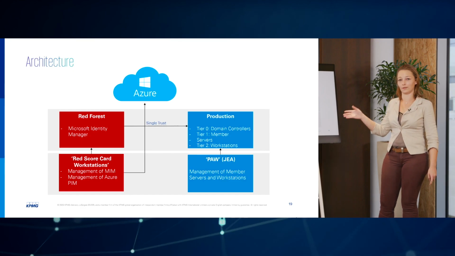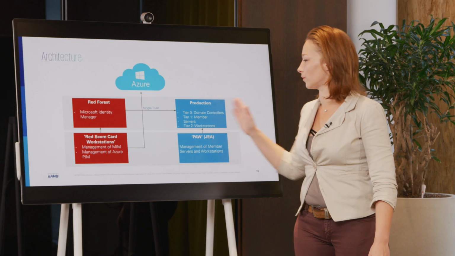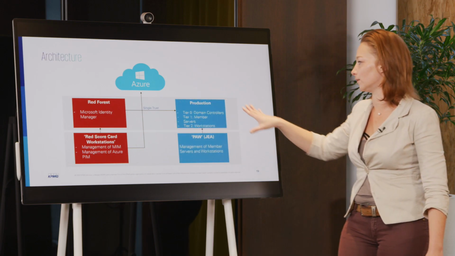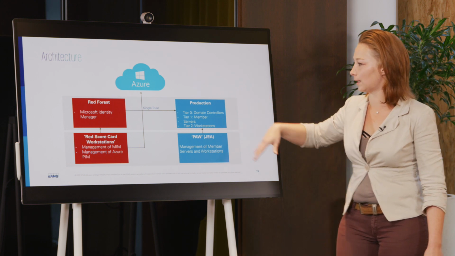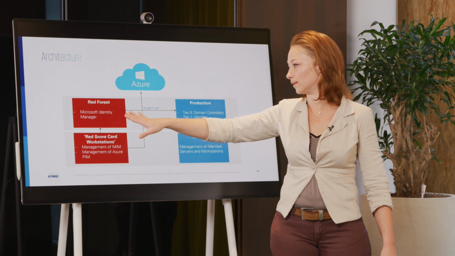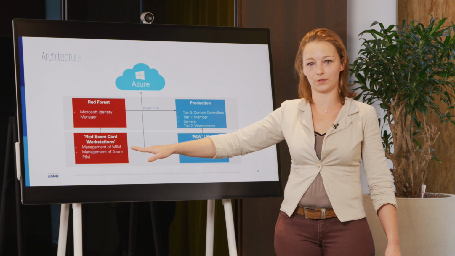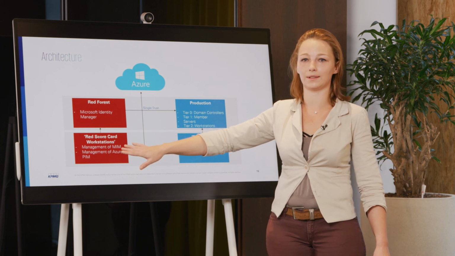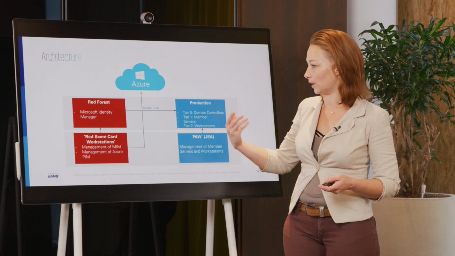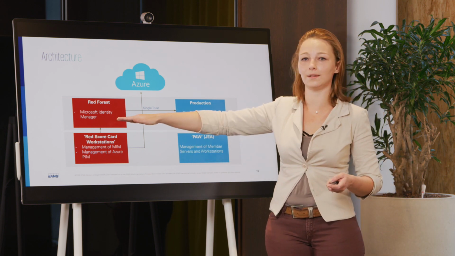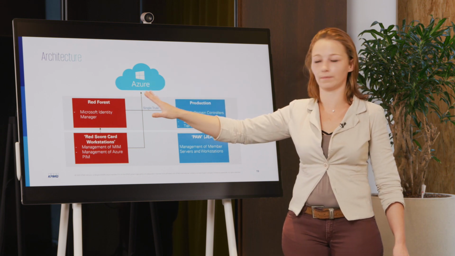Now let's have a look at the first part of the segregation. As you can see, we've split up the zones. First of all, you have your red forest. Second of all, you have your production. Usually companies have their production, but they don't have a red forest just yet. In the red forest, there live the approvers. They have a red scorecard workstation locked down just to the bare minimum to do the approval process either through Identity Manager or Azure PIM, or both.